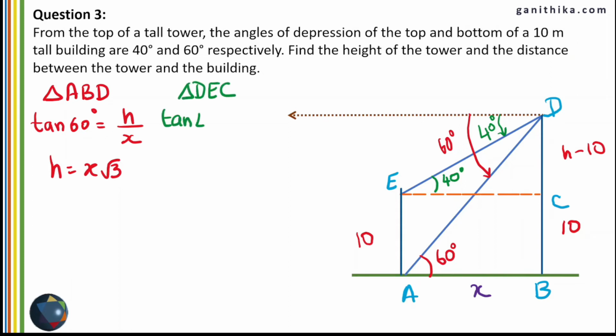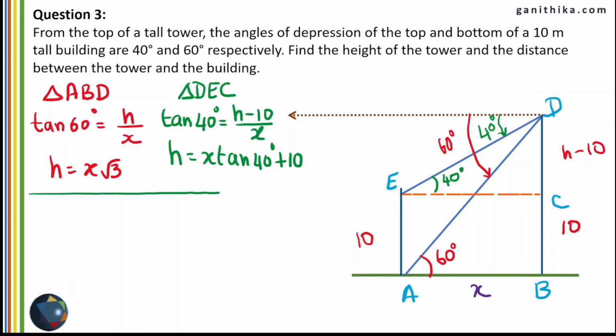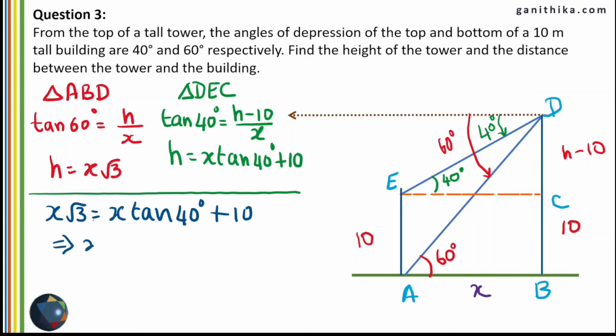Now take the triangle DEC, another right angle triangle. Obviously, tan 40 degrees is equal to DC over EC. DC is h minus 10 and EC is same as AB. Therefore, EC is x. Therefore, tan 40 is equal to h minus 10 over x. Rearranging for h, you get h is equal to x tan 40 plus 10. So equating both the h's together, and making x the subject and solving for x, you get x to be approximately equal to 11.2 meters.